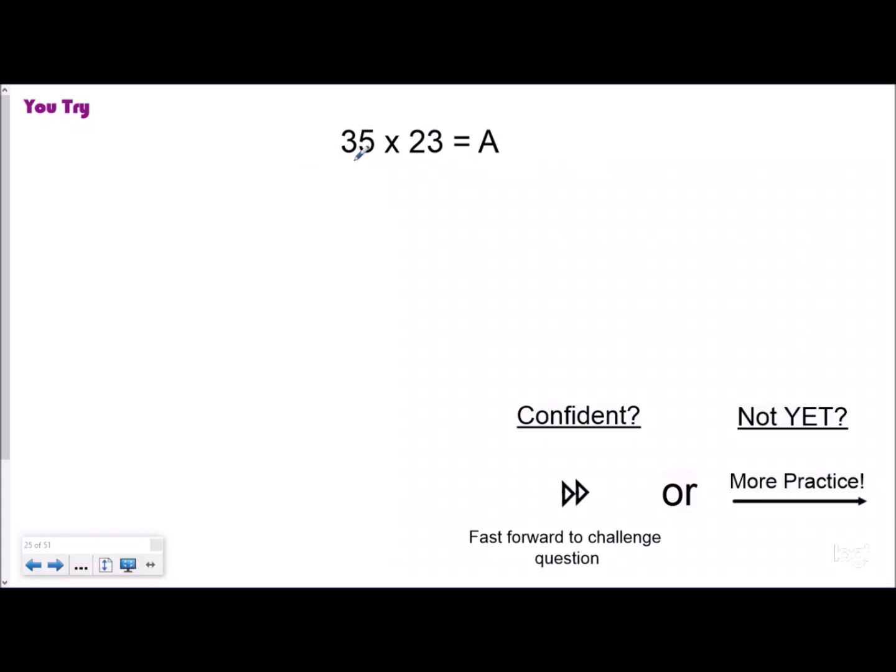So you might want to try a couple of these. Go ahead and try this one, pause the video, see how you do, and then you can push play to check your work. So hopefully you put the bigger number on top, which would be 35, and I'm going to line my digits up, that's 23. I want to go from right to left. So 3 times 5 is 15. I regroup my 1 to my tens place. 3 times 3 is 9, plus 1 would really be 10.